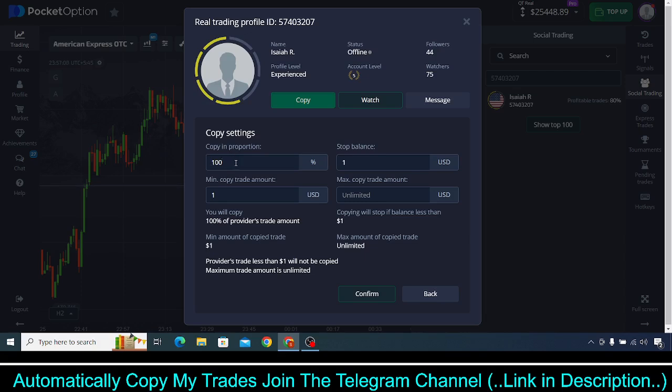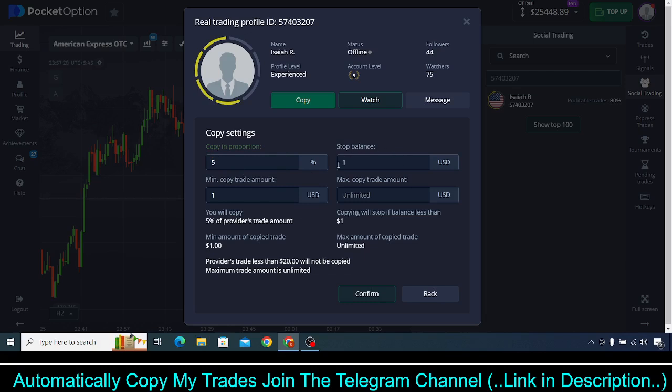But if you want to copy $2 per trade, then just make it 1 here. That means you will start to copy $2 per trade. 1% of $200 is $2. So like this, if you want to copy $10 per trade, just make it 5%. Now you'll start to copy my $10 per trade.